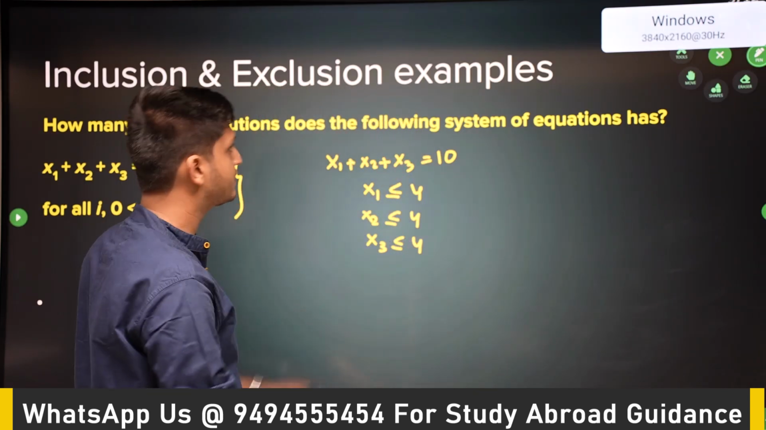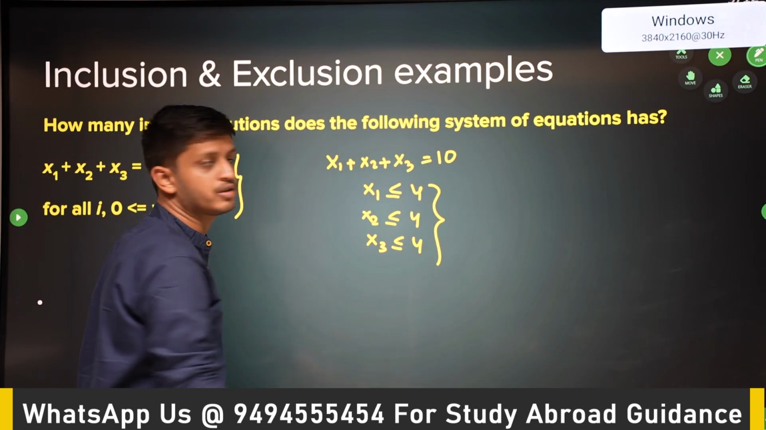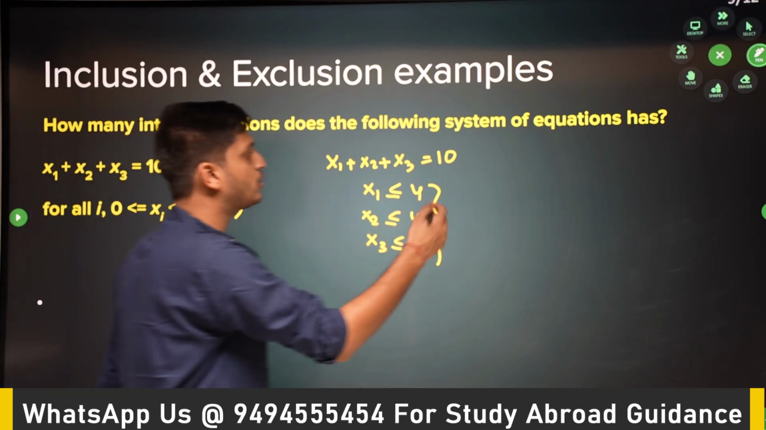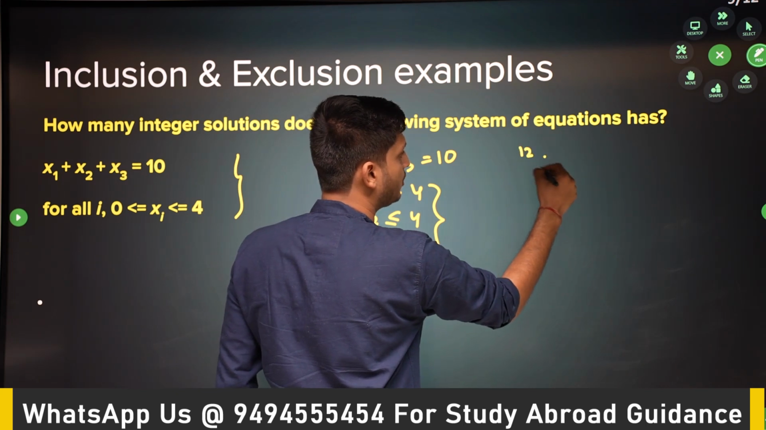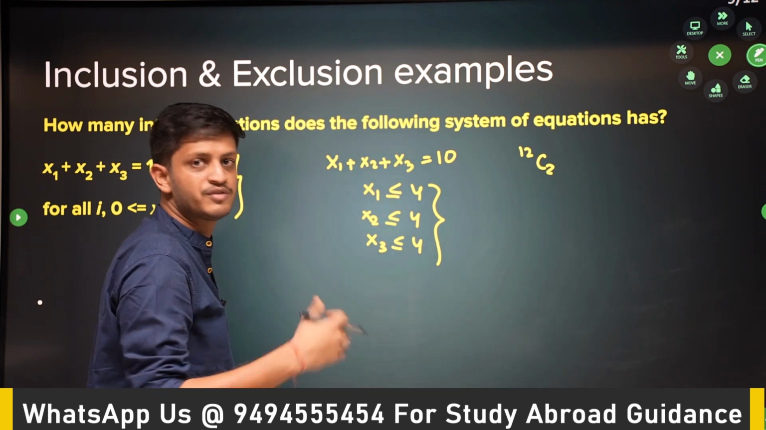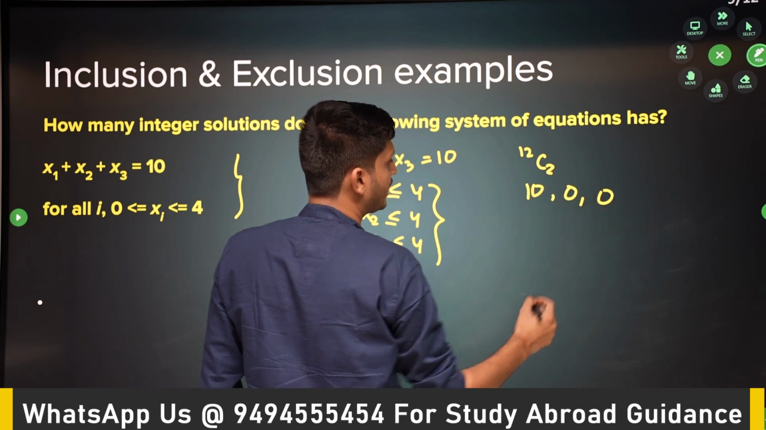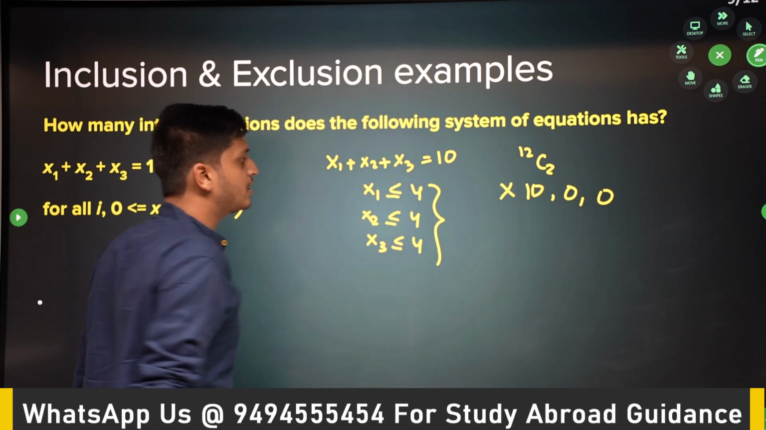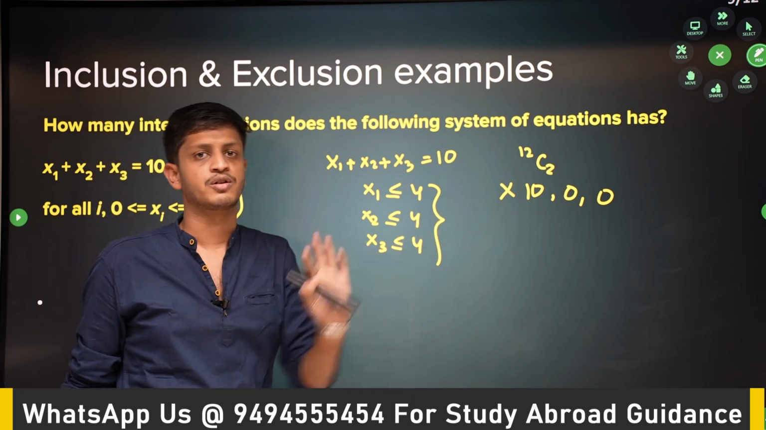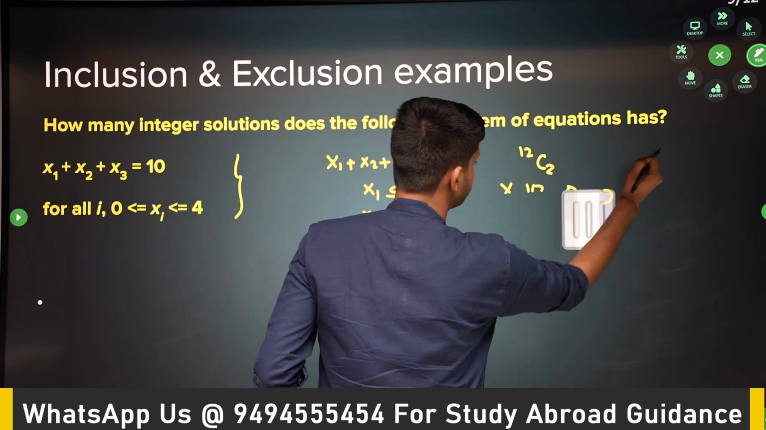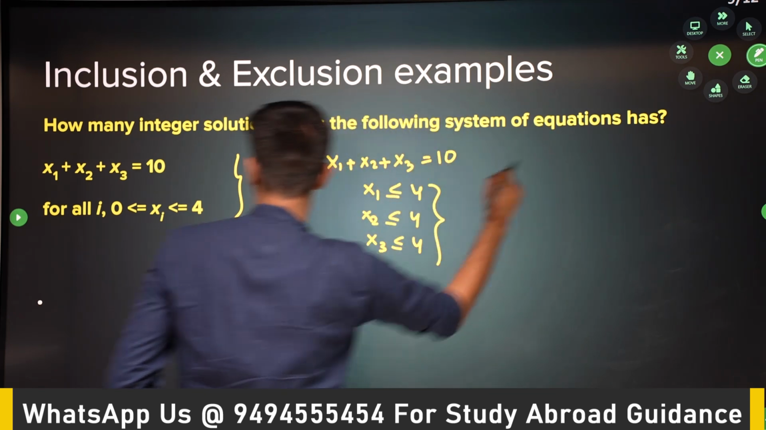These are the conditions that I am worried about: x1, x2, x3 should not cross the value 4. See, I already told you if there had been no condition, there are 12C2 possible ways in which you can do this. One such way is 10, 0, 0. Right? And this is not allowed because none of x1, x2, x3 can cross 4. So we are overcounting. So how will we deal with such a situation?